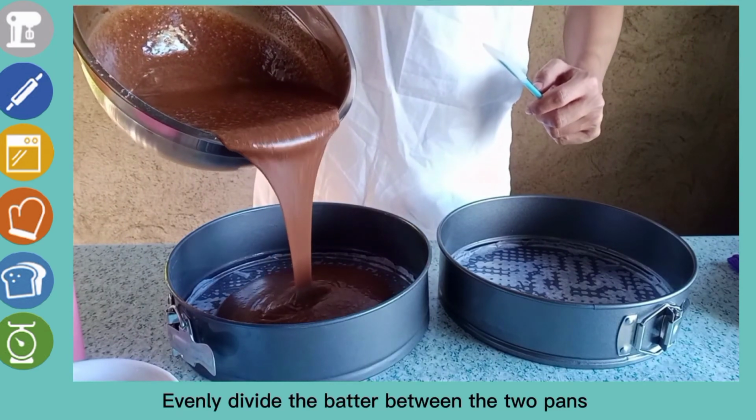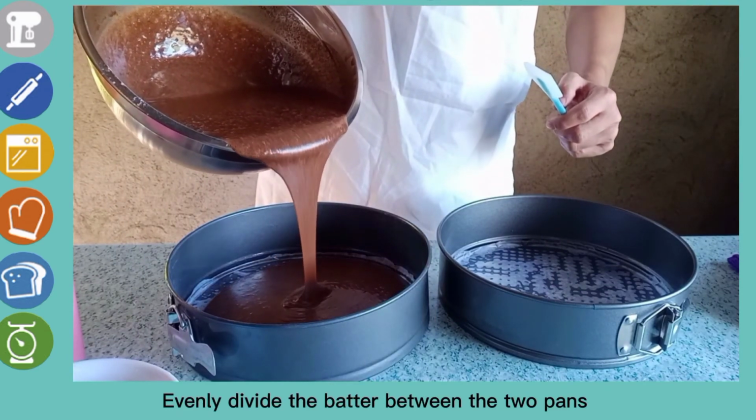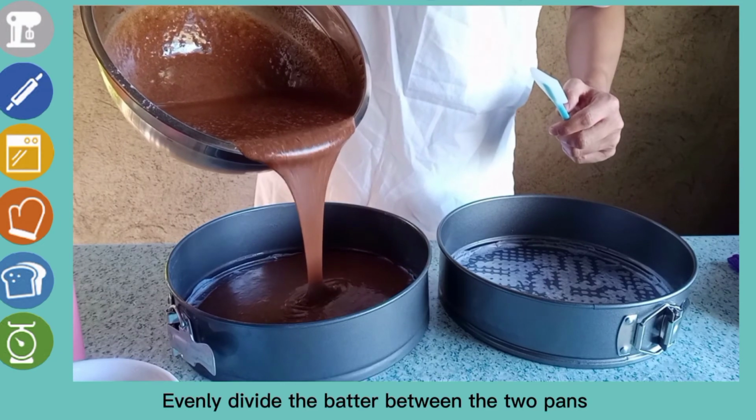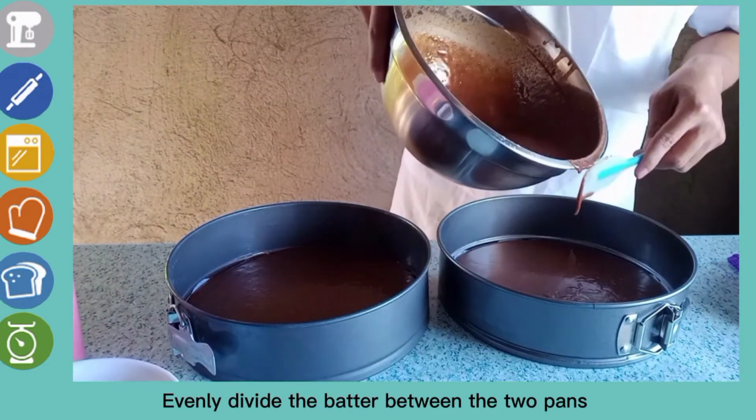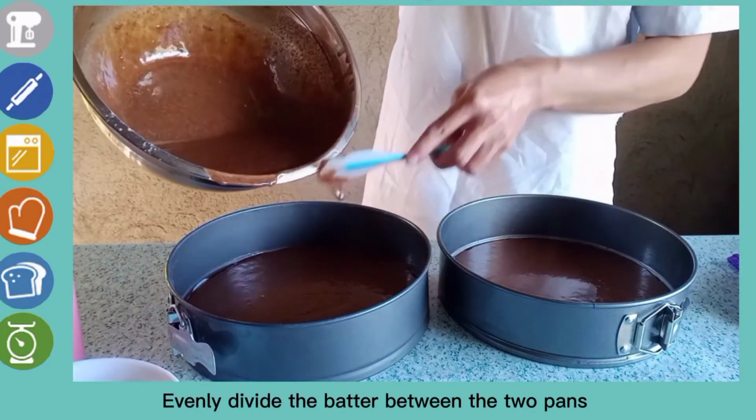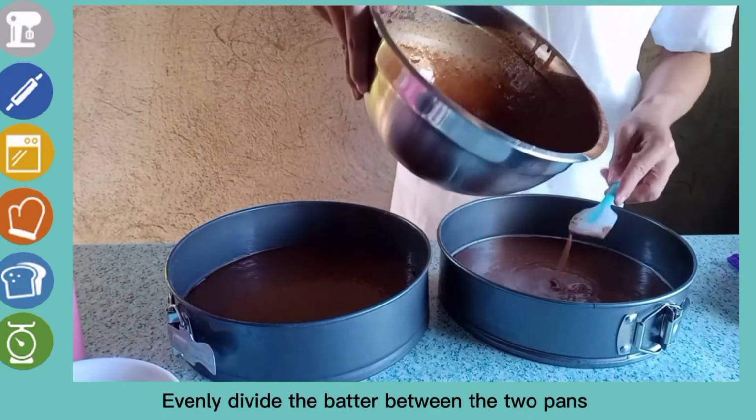Step 5. Evenly divide the batter between the two pans and bake in a preheated oven for about 27 to 32 minutes or until a toothpick inserted into the center of the cake just comes out clean.